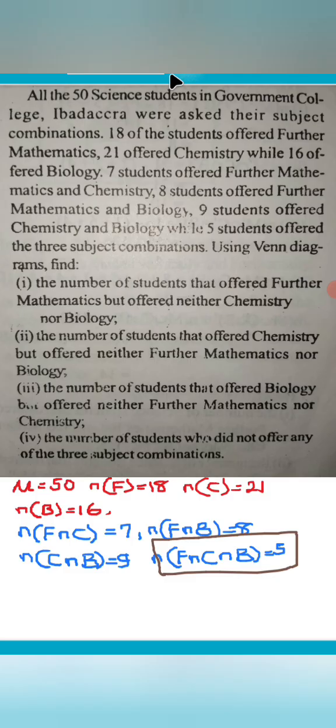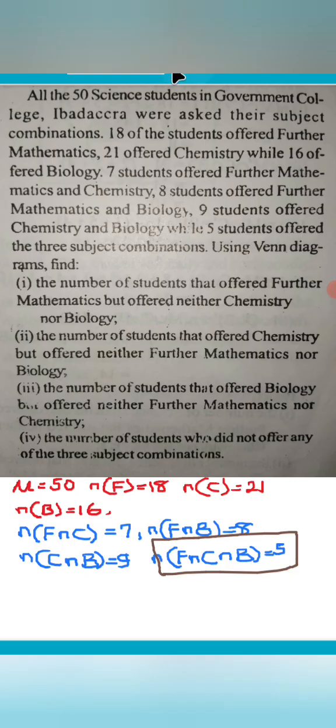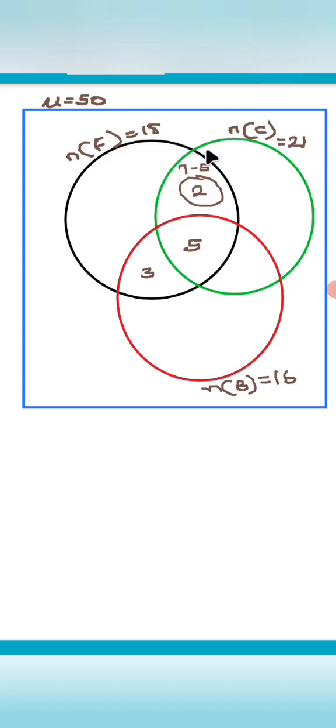Going back to further mathematics intersection biology, which is 8, we subtract this 5, and that will give us 3. Next, we have chemistry intersection biology, 9. Here we subtract 5, and that will give us 4.